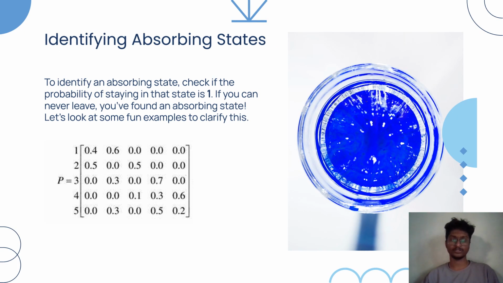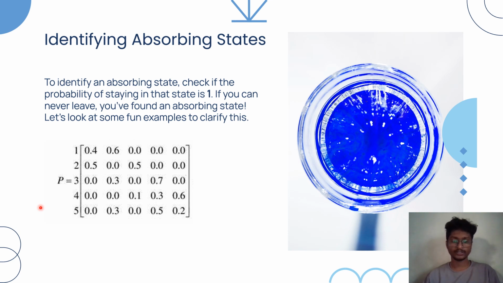Identifying absorbing states. To identify an absorbing state, check if the probability of staying in that state is 1. If you can never leave, you have found an absorbing state. Let's look at some fun examples to clarify this. For example, here is a matrix P whose we have to check whether it is in an absorbing state or not.